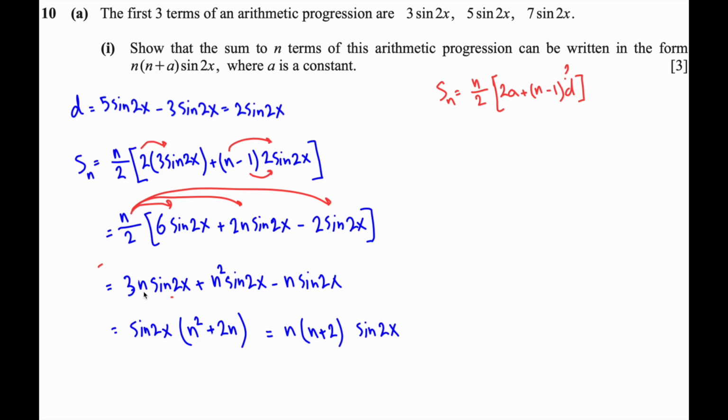And now I have to tidy up. 3n sine 2x minus n sine 2x gives me 2n sine 2x. And since I have sine 2x everywhere, I'm going to factor it out. After all, that's what they want me to get in the end. If you do that, you're left with n squared plus 2n. Even though this is the final answer, you have to continue one more step because they're looking for a specific form, and that can be achieved by factoring out n, and therefore the a will come out to be 2.